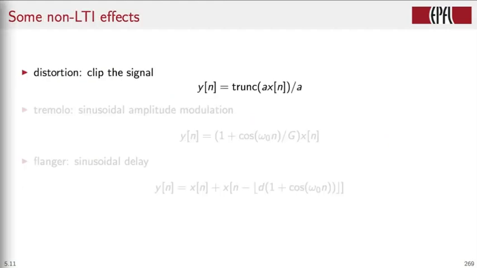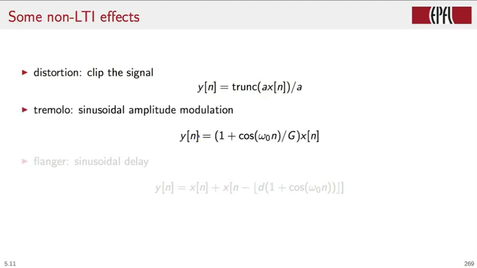Let's now look at some very common guitar effects that do not belong to the class of linear time invariant filters. This is to give you an idea that there is a whole world out there beyond linear processing that is very, very interesting. The first type of effect that we will consider is the distortion. Simple distortion can be achieved by truncating a scaled version of the input signal and bringing back the signal to the original amplitude. Tremolo is an effect achieved by multiplying the input signal by a slowly varying sinusoidal component. This will change the volume periodically in time.